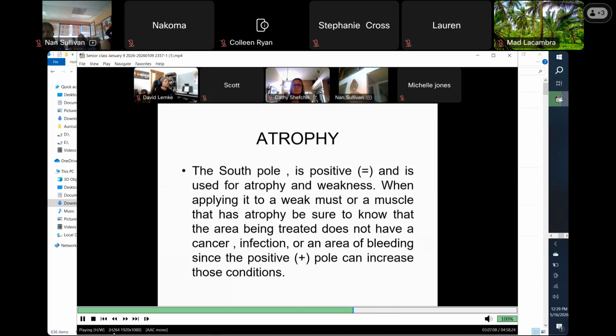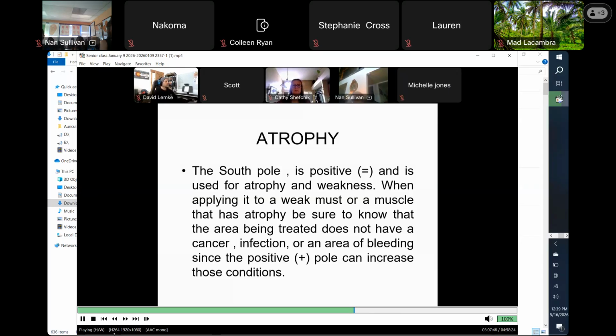When applying it to a weak muscle that has already had atrophy, be sure to know that the area being treated does not have a cancer or an infection or an area of bleeding, since the positive pole can increase those conditions. In other words, the positive pole, which is on one side of the magnet, can actually increase cancer. And if the person has an infection, it will make the germs stronger. And if they're bleeding, they'll bleed more.